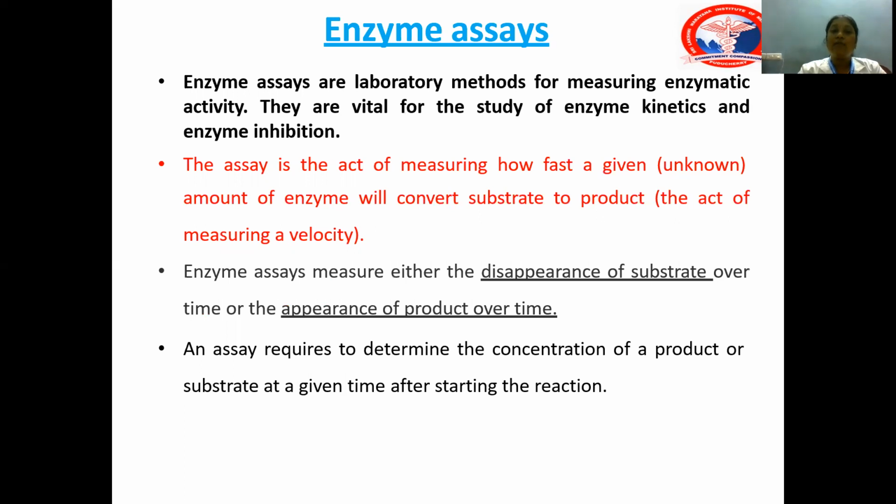So what is meant by an assay? An assay is the act of measuring how fast a given or an unknown amount of enzyme will convert substrate to product. So it is basically the act of measuring a velocity. Enzyme assays measure either the disappearance of substrate over time or the appearance of product over time. So an assay will be required to determine the concentration of a product or a substrate at a given time after the reaction has been initiated.